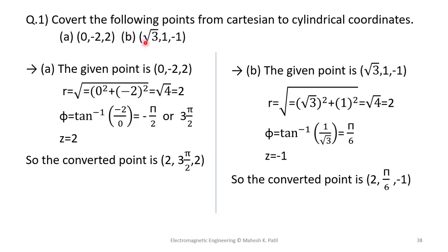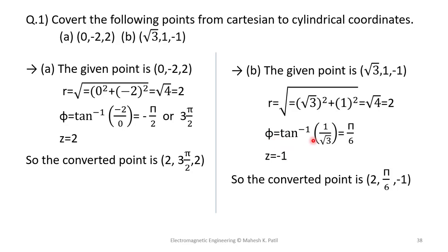Similarly, it is asked to convert the point root 3, comma 1, comma minus 1. So the given point is root 3, 1, minus 1. So r will be square root of root 3 bracket square plus 1 square, it is equal to root 4, means it is 2 value.